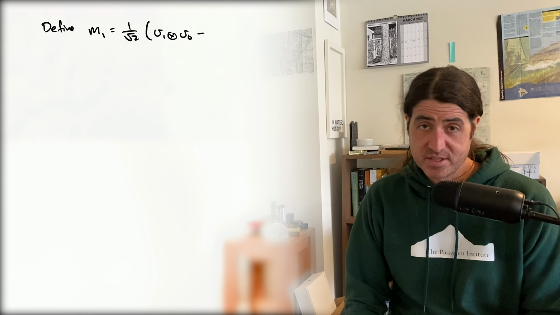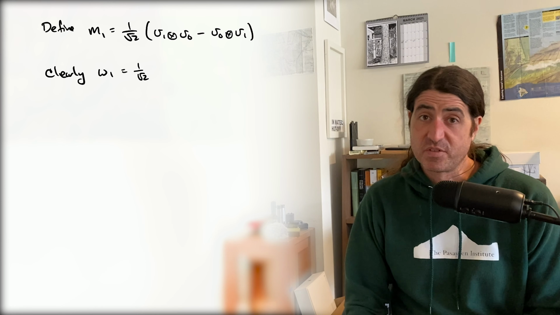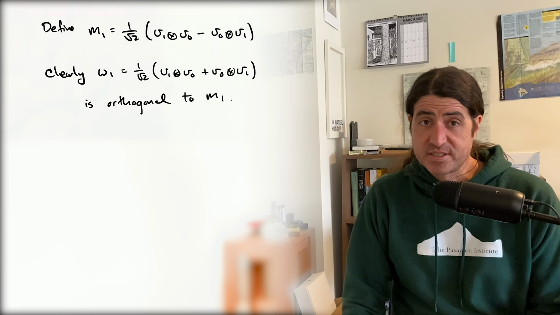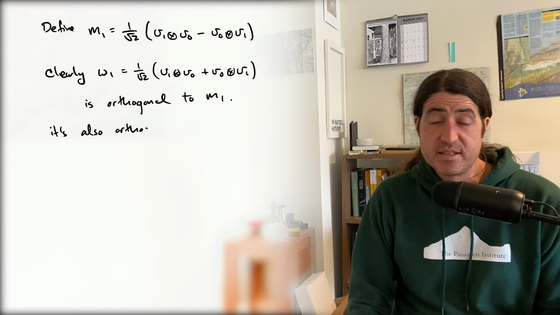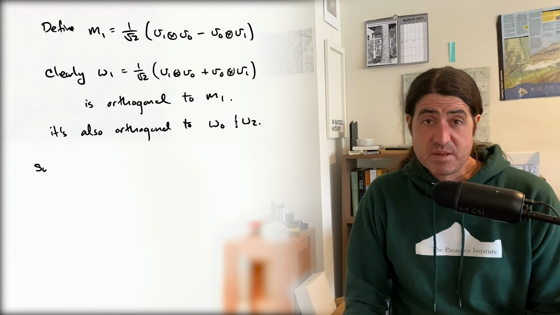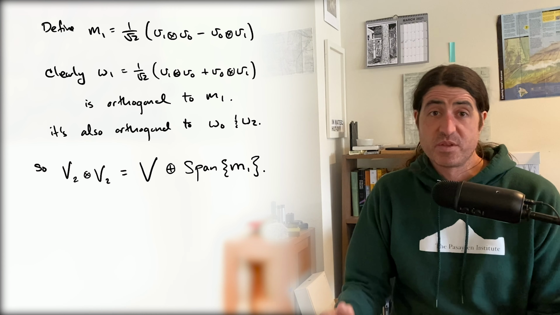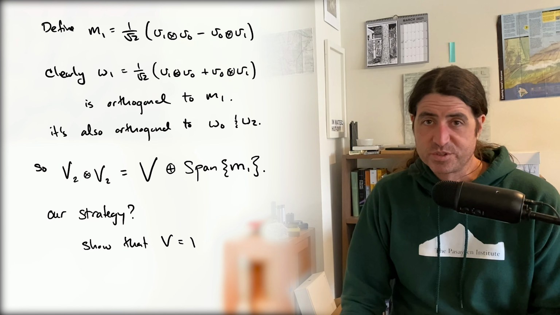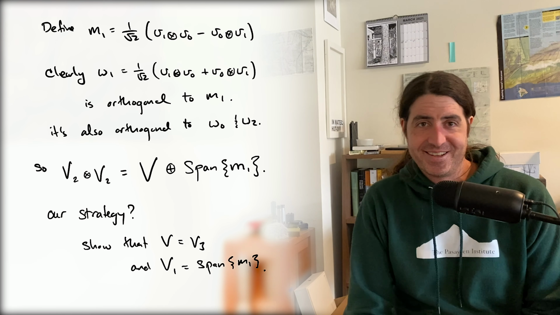So to that end, let's define M1, given by 1 over the square root of 2, V1 times V0, minus V0 times V1. Since V0 and V1 are orthogonal, it's pretty clear to see that W1 and M1 are also orthogonal. And so indeed, the tensor product V2 times V2 can be written in terms of V plus the span of M1. So at this point, if we can show that V is equal to V3, and the span of M1 is equal to V1, we'd be done. So let's go ahead and do that.